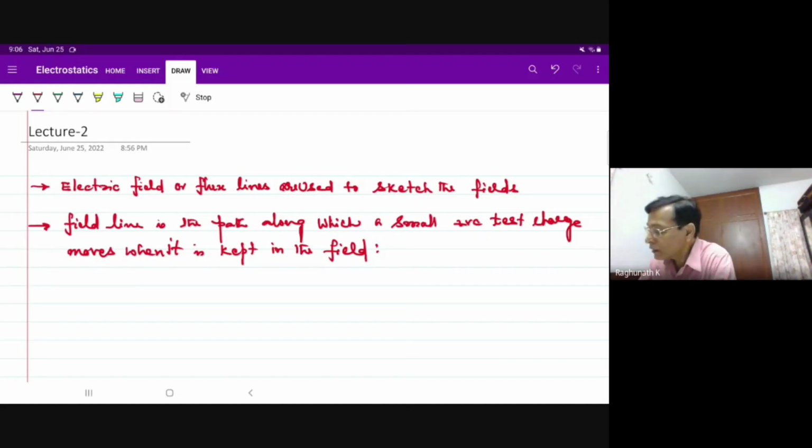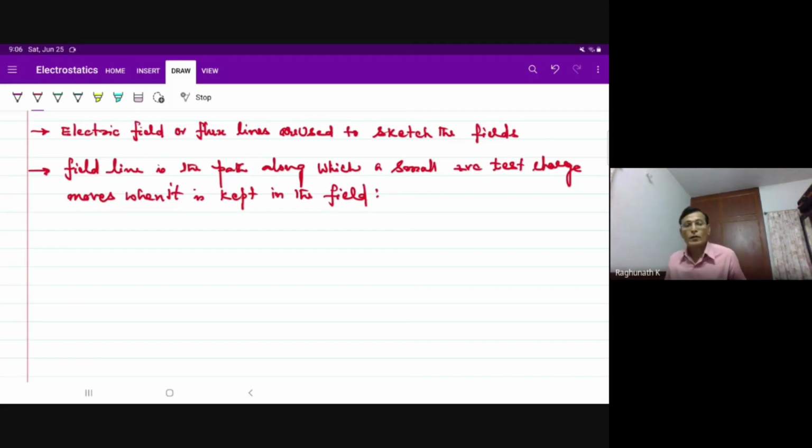Now, let us now sketch the fields of the charges. Number one, a positive point charge, plus Q. I want to sketch the field line. I will keep a small positive test charge near it. It experiences the repulsive force along the line joining and moves along the line continuously away from the positive charge Q. Goes till infinity.